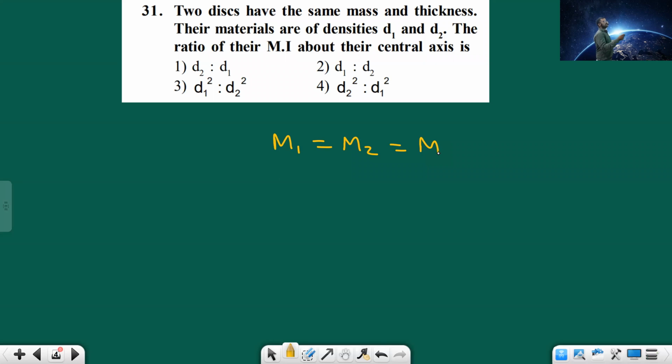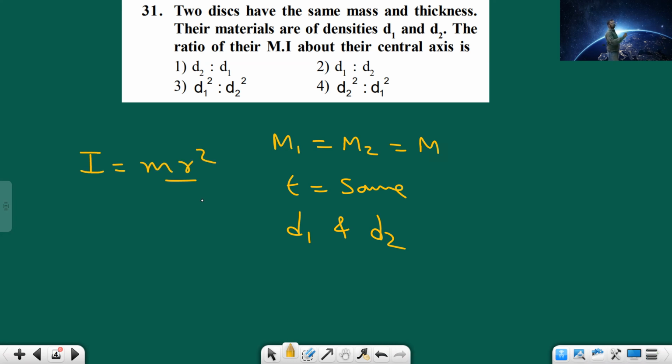And thickness is also the same. T, let me write as thickness. And their materials are of densities D1 and D2. The ratio of moment of inertia about their central axis. Actually, the moment of inertia formula for a disk about its central axis is mr square by 2.